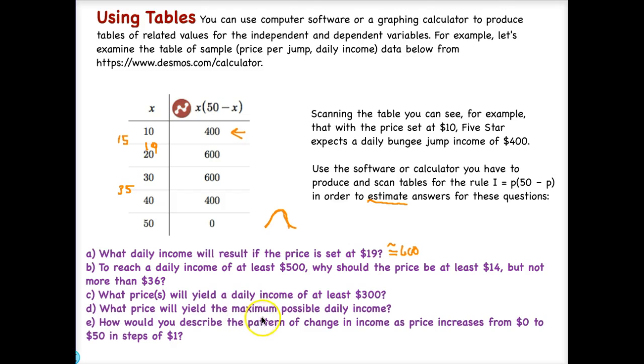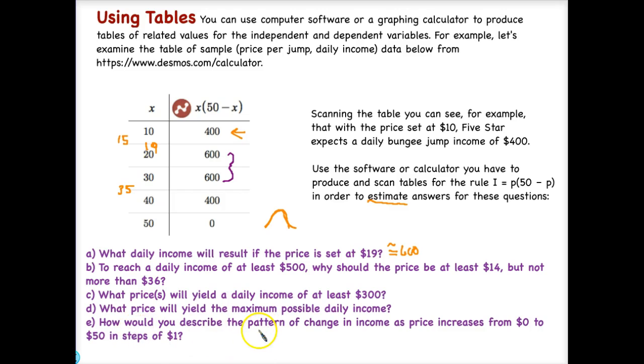What price will yield the maximum possible daily income? It looks to me like the maximum possible daily income is going to be right in here. So maybe $20 or $30 will give me the maximum. I may need to look and see what 25 does, because maybe it'll go higher than 600.